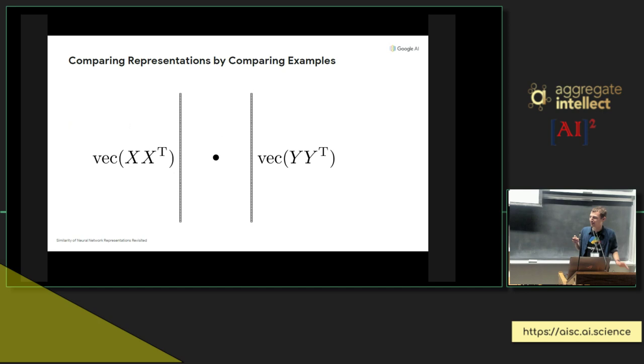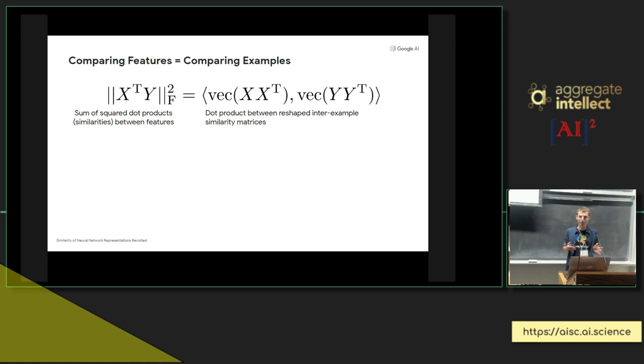Oh, yeah, sorry. So it turns out that actually these two ideas are the same thing. So comparing the features here, if we do it in a specific way, if we take the dot products between all possible pairings of features, we square them and then we sum them up, that's the same as taking the dot product between these two reshaped inter-example similarity matrices.